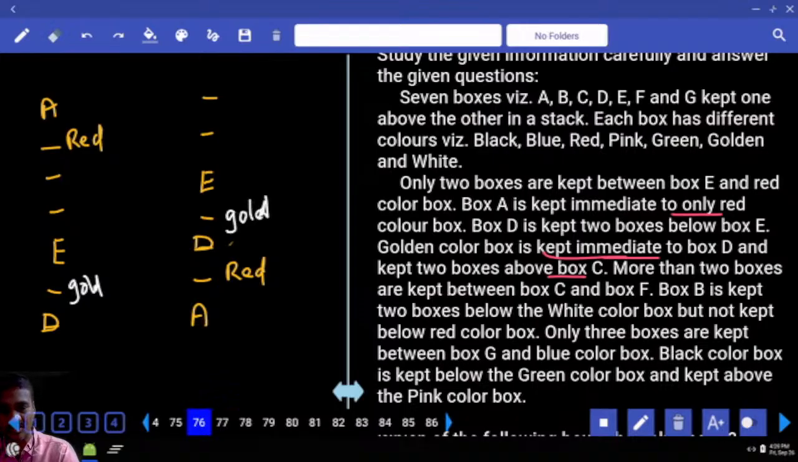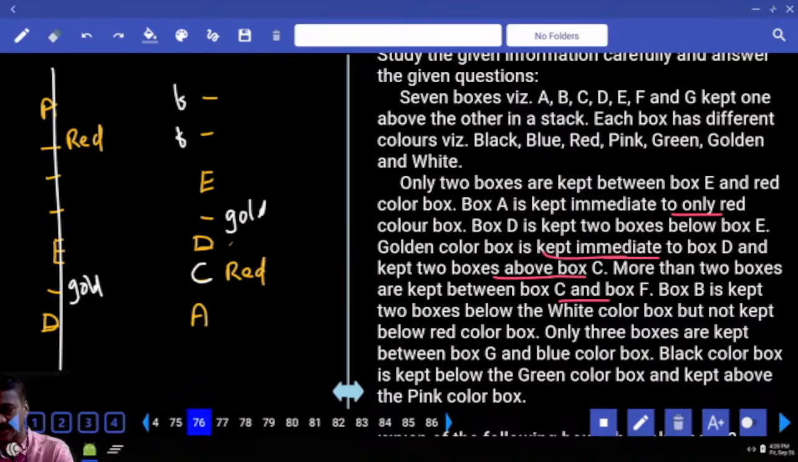And gold is kept 2 boxes above C. C is here. Above C means C must be here, and gold is 2 boxes above C, not possible. Clear? Then more than 2 boxes between C and F, which means minimum 3 boxes. 1, 2, 3. F can be here or here, 2 possibilities. B is kept 2 boxes below white.